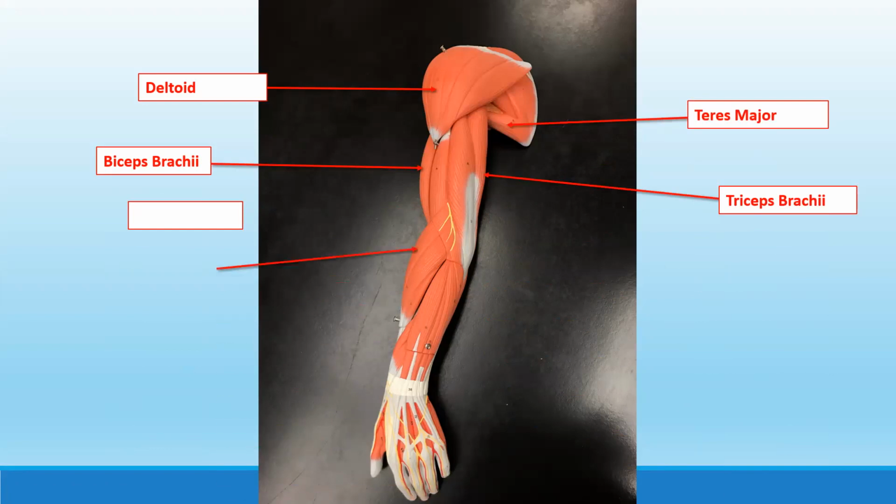There is the teres major. The teres major is clustered up where the rotator cuff muscles are. The teres major is not a rotator cuff muscle, even though it shares a name with the teres minor, which is one of the rotator cuff muscles. Teres major is not a rotator cuff muscle.